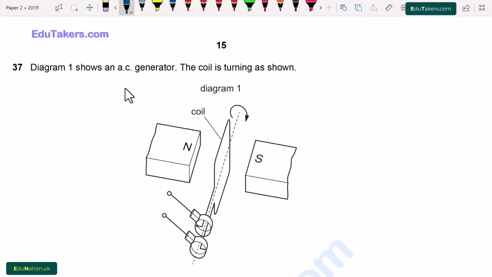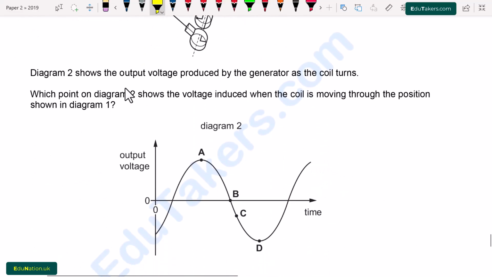Question number 37. The diagram 1 shows an AC generator. The coil is turning as shown. There is the AC generator and the coil is rotating, which is shown in the diagram 1. The diagram 2 shows the output voltage produced by the generator as the coil turns. Which point on the diagram 2 shows the voltage induced when the coil is moving through the position shown in the diagram 1?